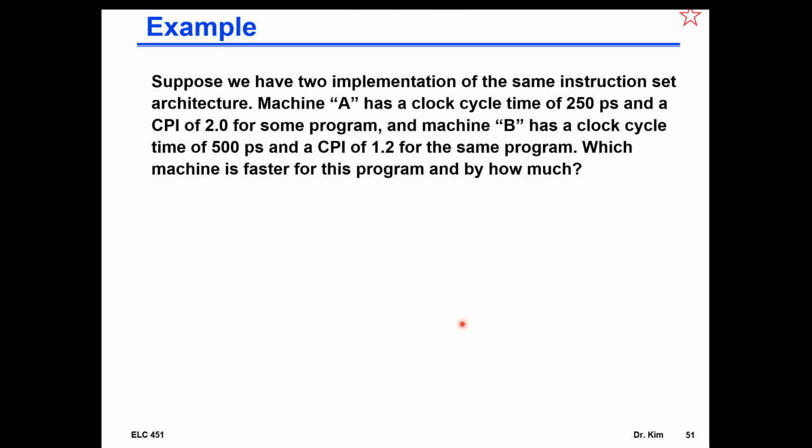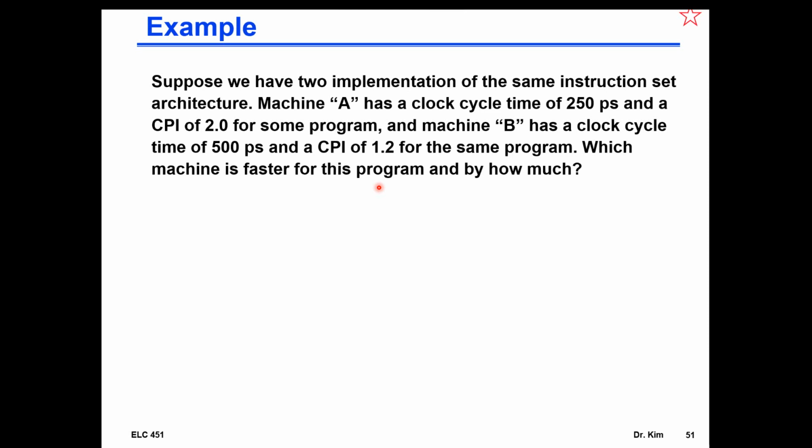Another one. Suppose we have two implementations of the same instruction set. Once you hear things like this, same instruction set, what you should know is that if the instruction set doesn't change, the number of instructions is not going to change. You're not changing the only thing that the compiler could use to make a change. If you're not changing the instruction set, as far as the compiler is concerned, you haven't changed a thing. But you are changing some things here, but that's below the level of abstraction that the compiler sees.